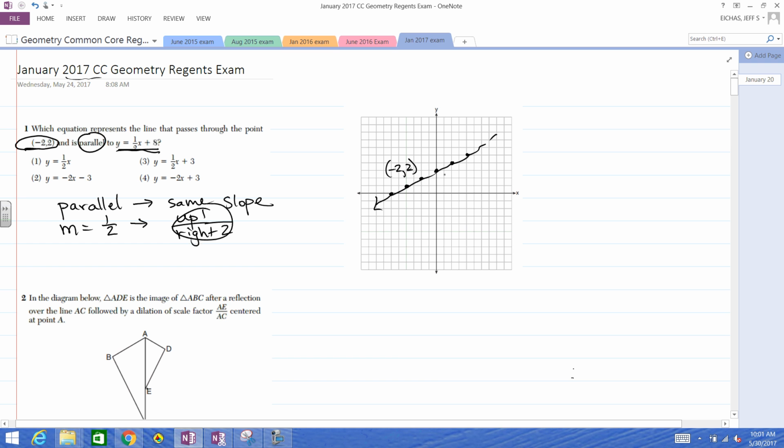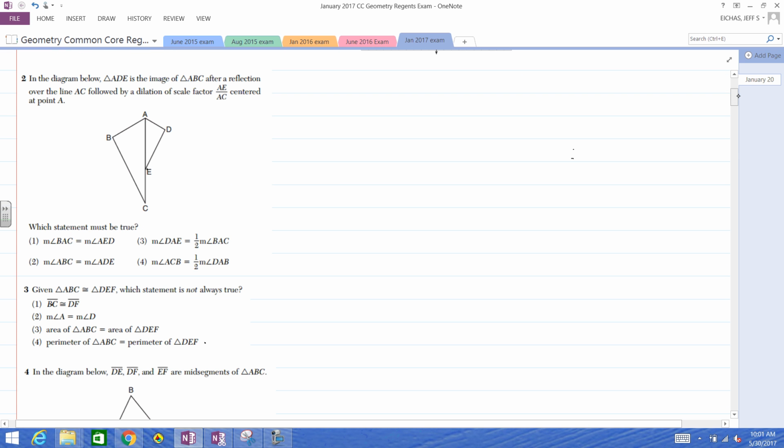Now, as far as the y-intercept goes, that's your b, that's 3, right? In this format, m's your slope, b's your y-intercept. So we've got it. That's our best choice right there. These other two, no good because the slopes are wrong. This one's no good because the y-intercept's wrong. Number 2.